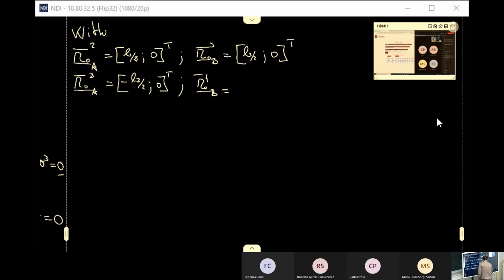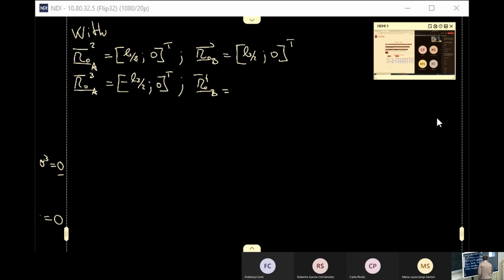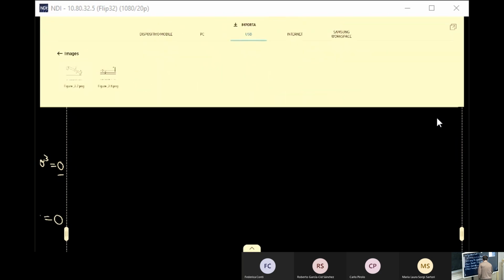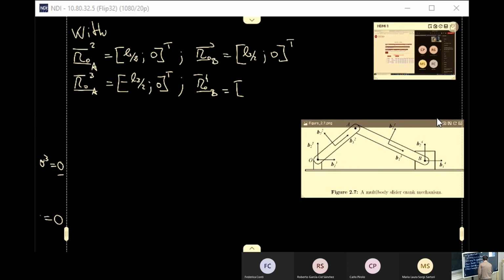And R0, 4, the point B, is what? What is it? Looking at the picture, you can look at it as well. Right, because the fourth local reference frame is actually centered in B. So that's why it's 0, 0. Okay.